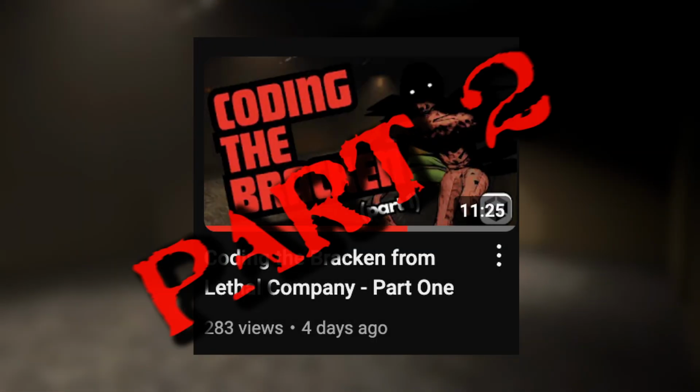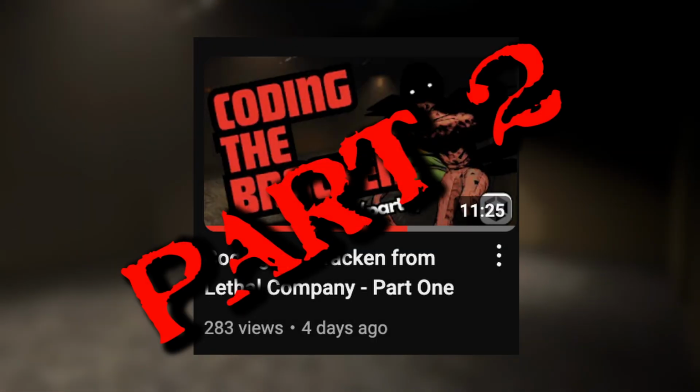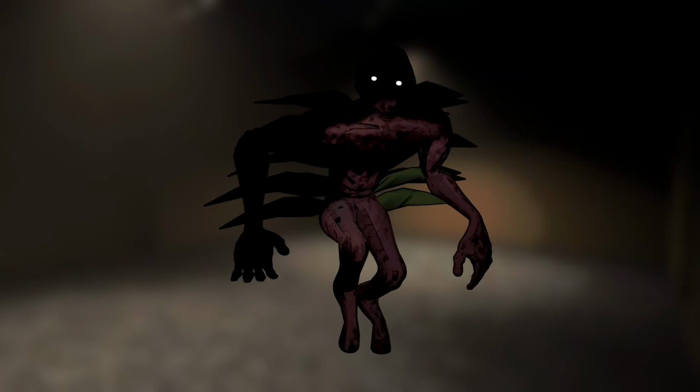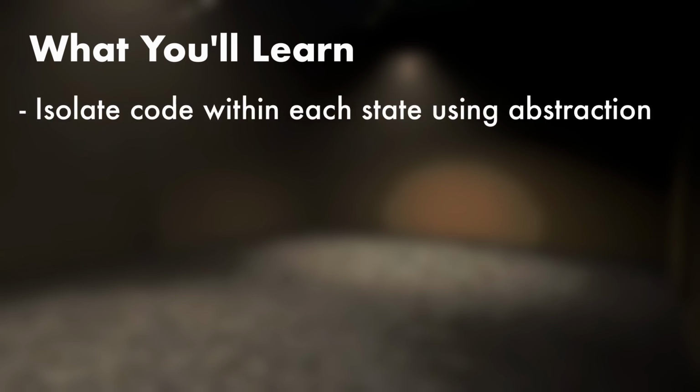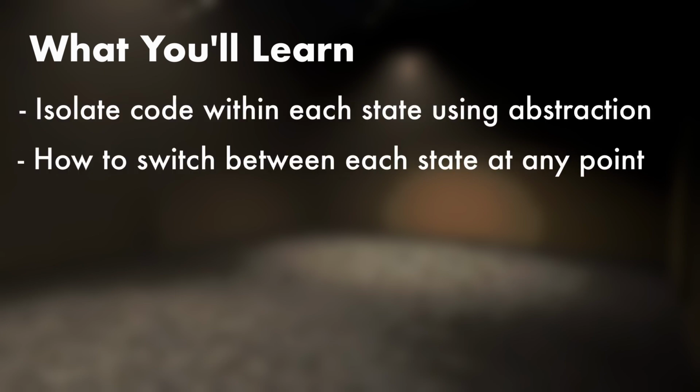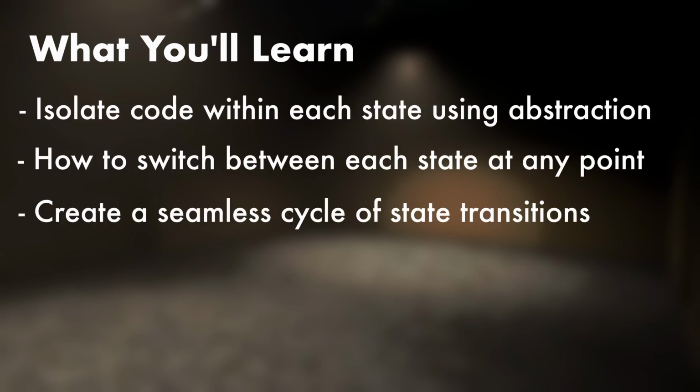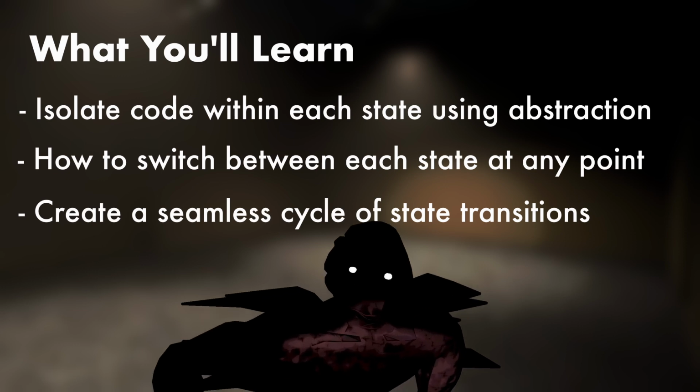In part 2 of my Coding the Bracken from Lethal Company series, we are going to cover the Bracken's remaining states: interested, shy, and aggressive. You'll learn how to isolate code based on what state the Bracken is in, and how to switch between these states to create a seamless cycle of state switching that resembles the iconic behavior of the Bracken itself.